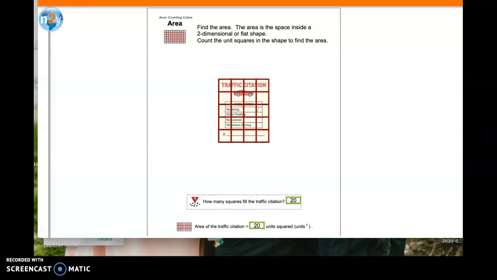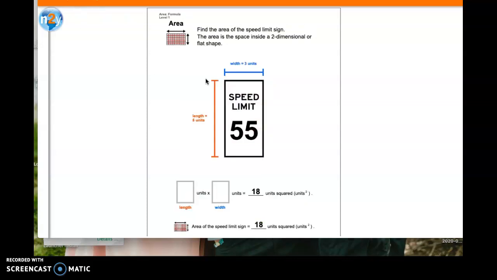Okay, so let's look at it in a different way. Here's one way this assignment might look on your screen. You might have a different one, but that's okay. We're going to go through and you're going to learn about what it means, and then you're going to do the assignment on your own. So the area is the space inside of this speed limit sign, okay? So it's the flat shape.